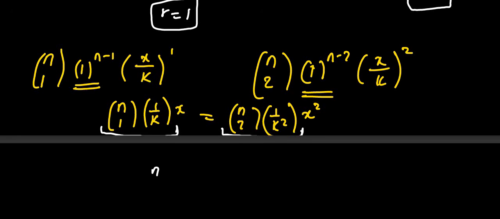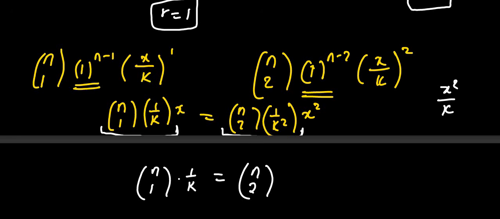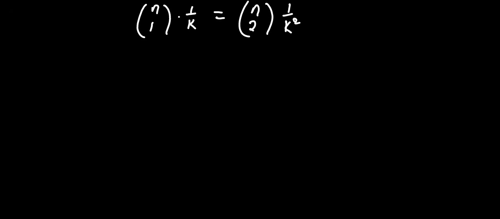So we're saying n choose 1 multiplying 1 over k should be the same as n choose 2 multiplying, where is the k squared coming from? Because this was x over k to the power 2, which simply gave us x squared over k squared. I'm just removing x squared, so I'm remaining with 1 over k squared. These two are supposed to be the same. That's what they mean by the coefficient. So if that's true, then we are able to solve this part.